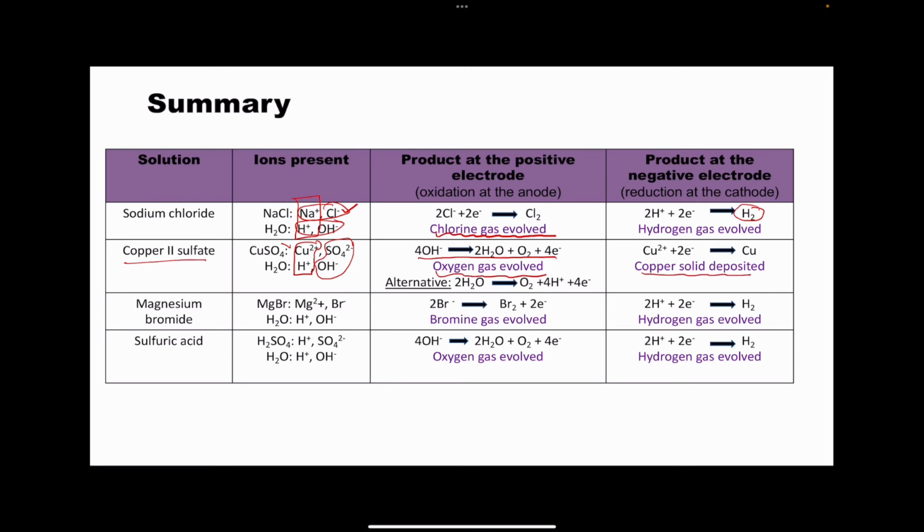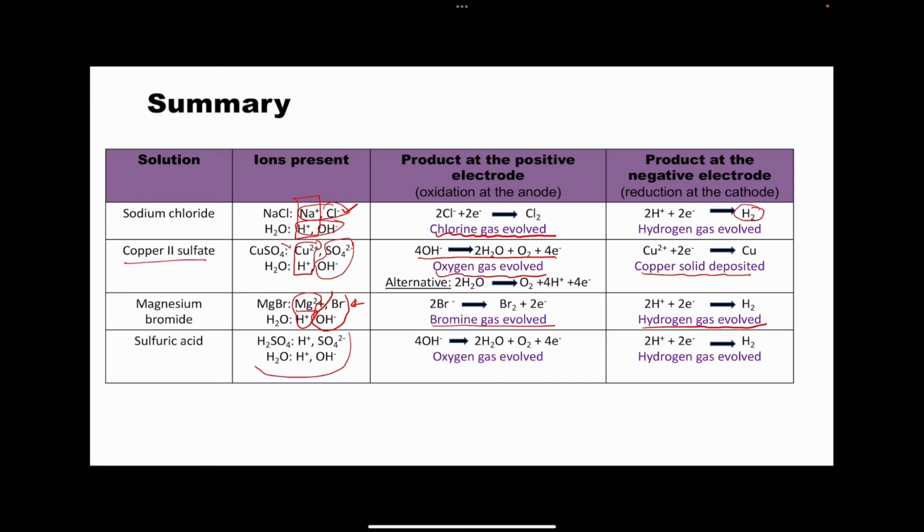Let's continue. With magnesium bromide, we have magnesium 2+ competing with hydrogen, but magnesium is higher than hydrogen, so hydrogen gas is evolved at the cathode. And then here we can see these two, there is a halide ion, so the halogen is going to be formed, which is bromine evolved at the anode.